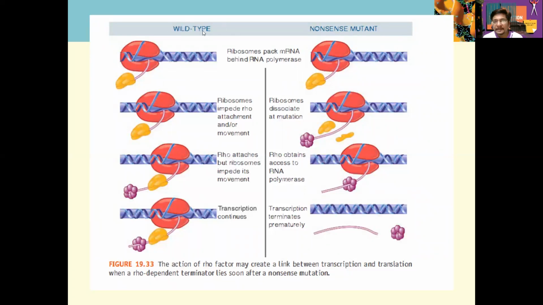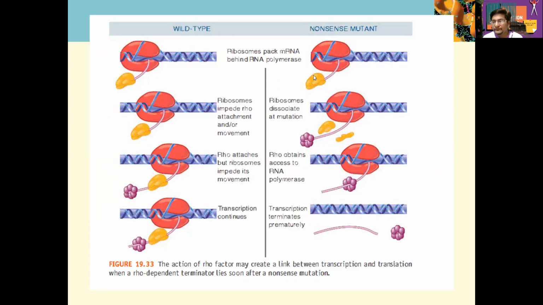Now let's compare one wild type, another one is a nonsense mutation. Look at the wild type: the ribosome packs messenger RNA behind the RNA polymerase. You can see over here, this is the ribosome, and the ribosome impedes Rho attachment as long as it is bound. Look over here. The Rho will always be behind the ribosomes, so it will not get a chance to move further, and transcription continues.